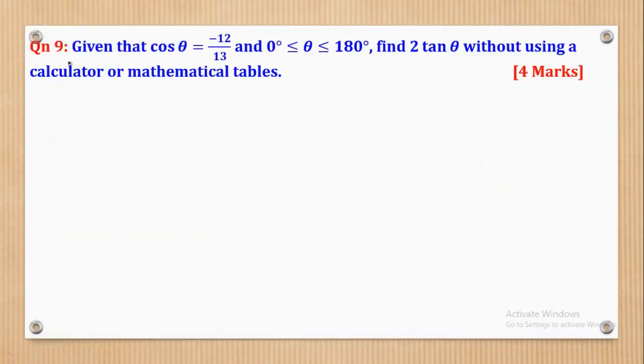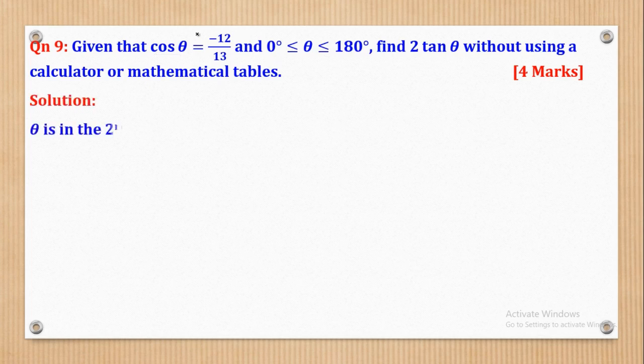So now we shall go to question 9. Question 9 says that given that cos theta is equal to negative 12 over 13 and theta is greater than or equal to 0 but less than or equal to 180 degrees, find 2 tan theta without using a calculator or mathematical tables. So when they write this phrase, without using a calculator or mathematical tables, it implies that we have to use quadrants and Pythagoras theorem.